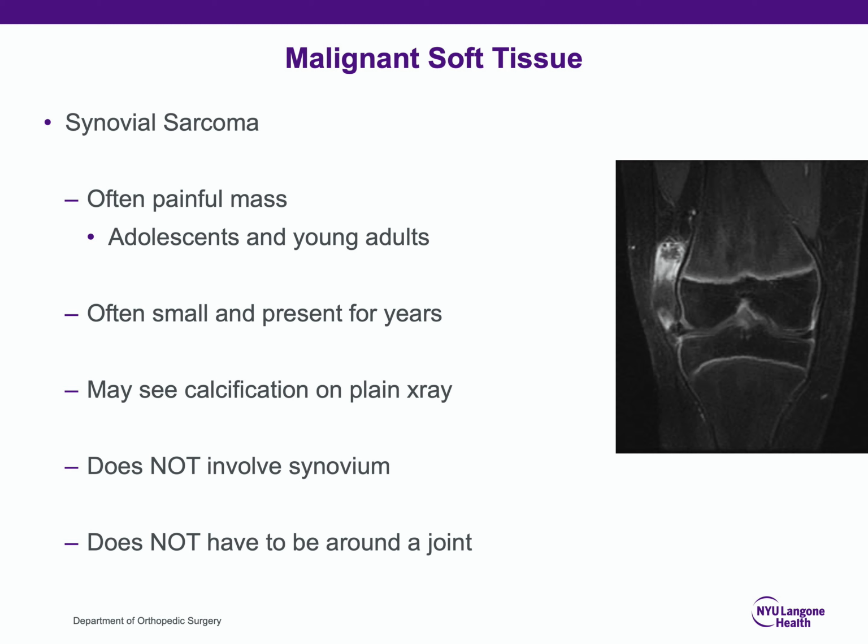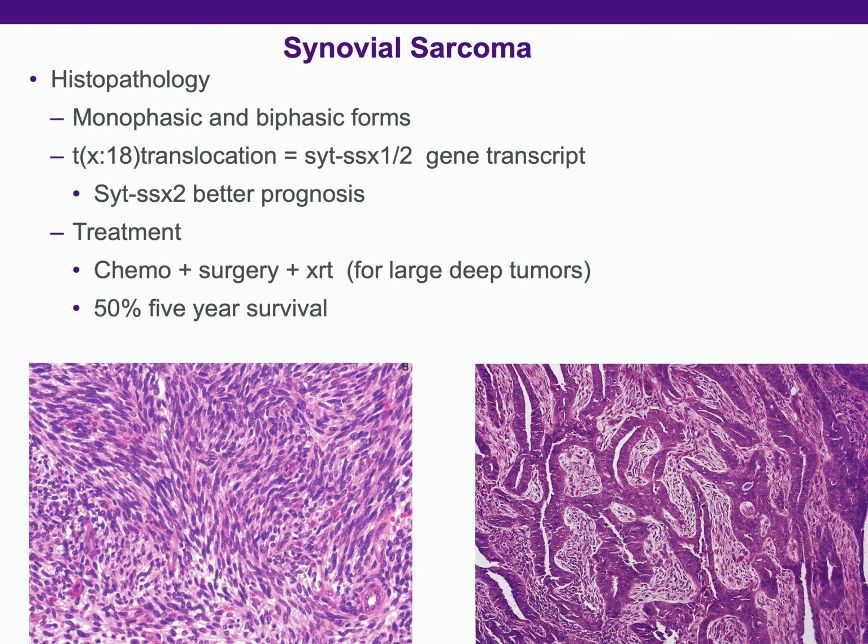Despite the name, and even though I show an example here right next to the knee, it's a kind of fallacy. It's just historical. They originally were thought to involve joints and the synovium, but that's actually not true. You can find these tumors anywhere. They do not necessarily involve the synovium. You can find them in the middle of the quadricep, for example. They do not have to be around the joint. It's just a nomenclature thing. So remember that, the name can kind of fool you.